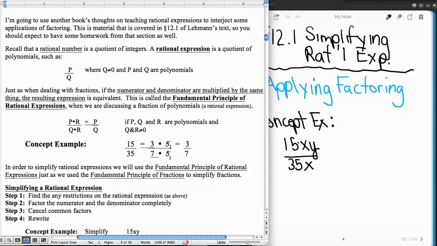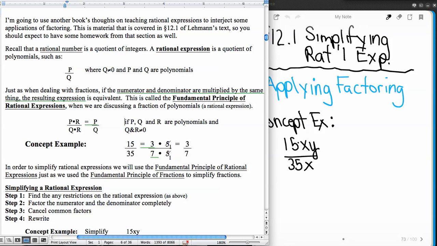So we are going to talk about the fundamental principle or fundamental theorem of rational expressions. And this is just like the fundamental theorem of fractions. We have a polynomial over a polynomial, a rational expression, and if we multiply both the numerator and the denominator by another polynomial, Q and R can't be 0, right? Then it's going to be equivalent to our original rational expression. Now, of course, this works with division as well, since multiplication is the same as division.